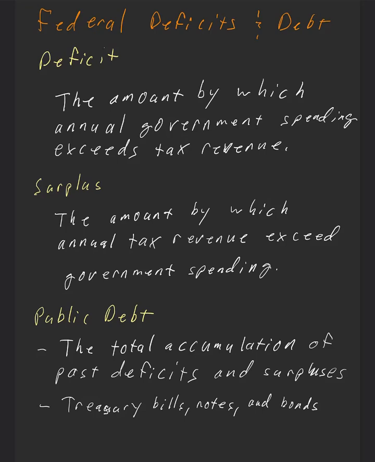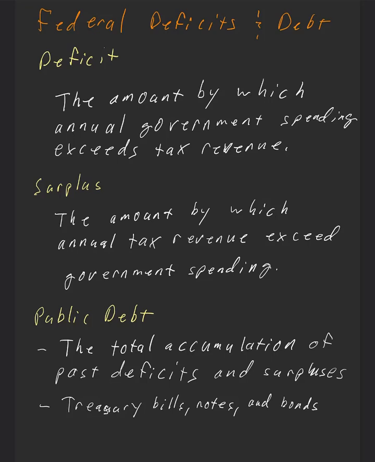Our public debt is our total accumulation of past deficits and surpluses. So if two years ago I had a $10 deficit and last year I had a $20 surplus, I wouldn't have a debt in that case. I'd be plus $10, right? So let's do the opposite example. If I had a $50 deficit and then the next year a $25 surplus, my debt would be $25, because that would be the shortfall of my surplus over my deficits.